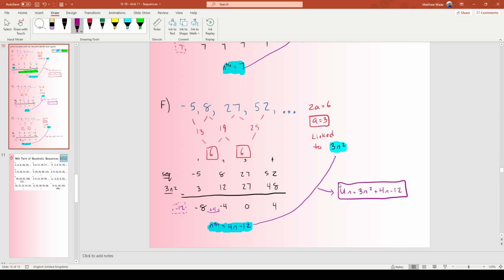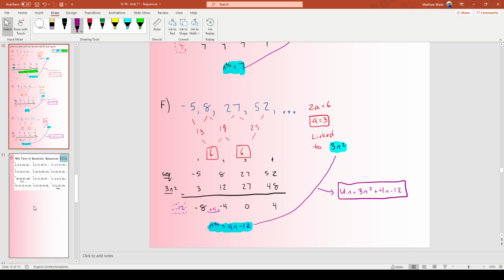Let's check it just on the first one, because the maths is getting a bit big here. Check out the first term. We should get minus 5 as the answer. 1 squared is 1, so this is going to be 3 plus 4, which is 7. And then 7 take away 12 is minus 5. It has worked. Cool. I hope you're okay on all of that.